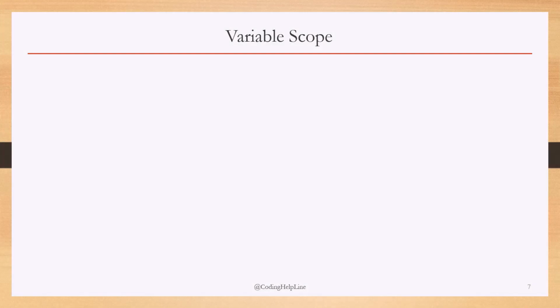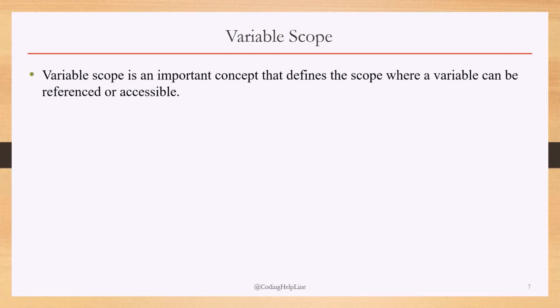Variable scope. Variable scope is very important in Java programming. In almost every programming language, variable scope is, you can say, a space where a variable is visible or accessible. Variable scope is an important concept that defines the scope where a variable can be referenced or accessed. There are various scopes in a Java program.